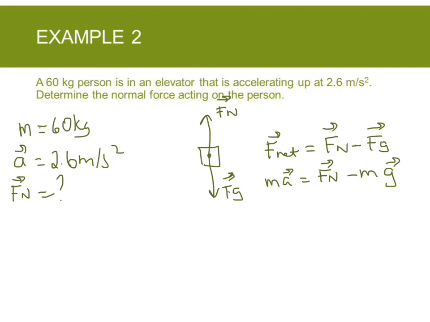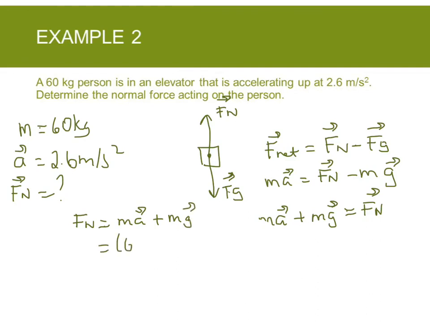But let's rearrange first. We're going to do ma, and then if we bring the mg over to the other side, it will become positive, and then we get our normal force. Fn then is equal to our mass times our acceleration plus our mass times our acceleration due to gravity.